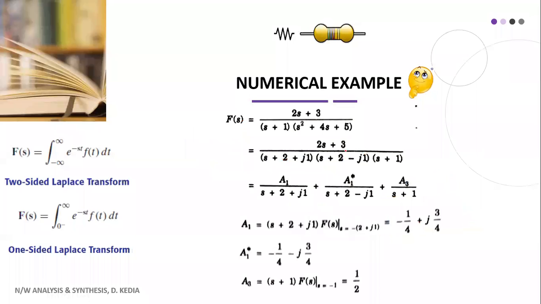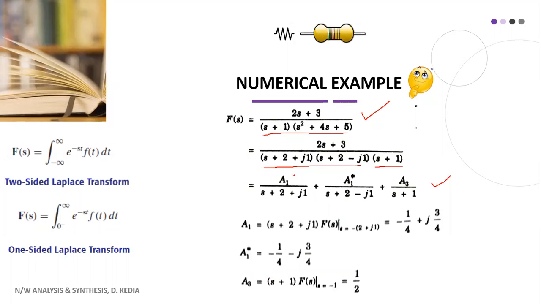So let us see. This is another example where F(s) is equal to 2s plus 3 divided by (s plus 1) into (s square plus 4s plus 5). Students, my objective behind considering one more example related to complex roots is that here, apart from complex roots, I have one more root which is real and distinct, that is s plus 1. Whereas in previous numerical, we had only the complex part. So we need to understand this procedure also, so that you don't get confused if you have a partial fraction which is a combination of complex roots as well as other kind of roots.